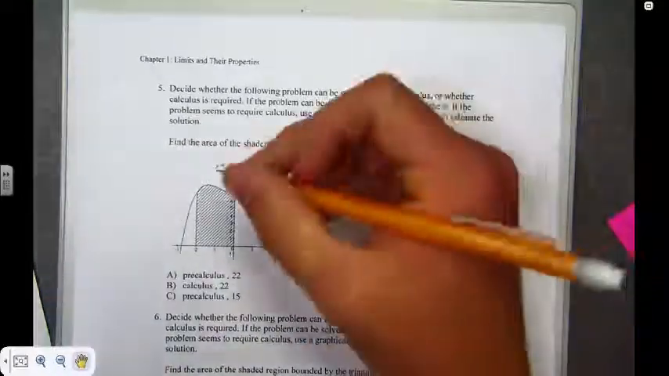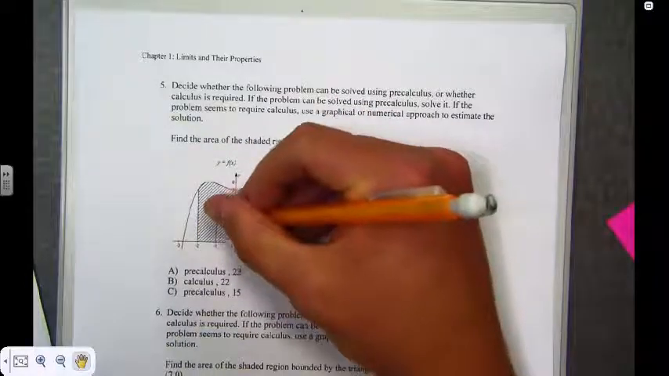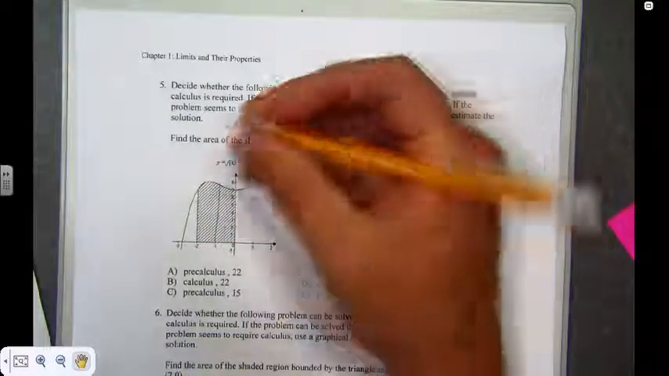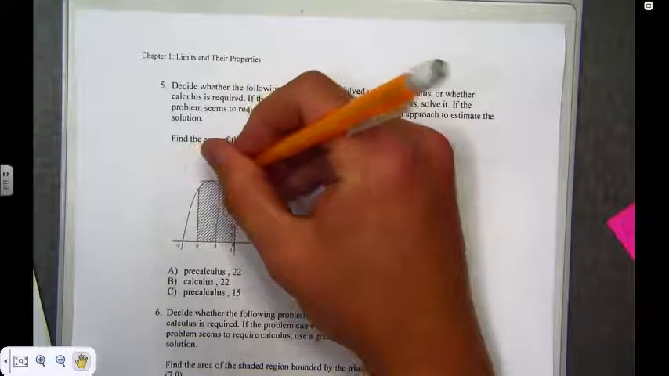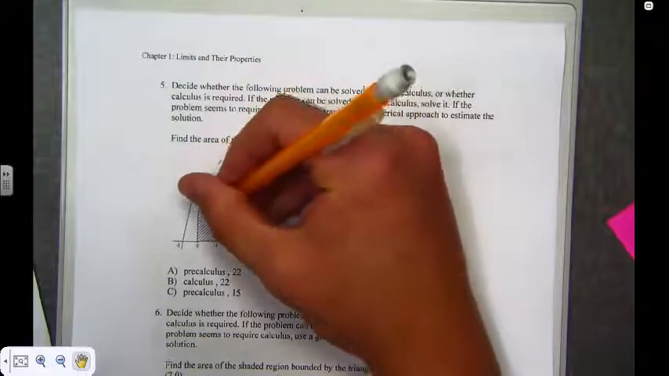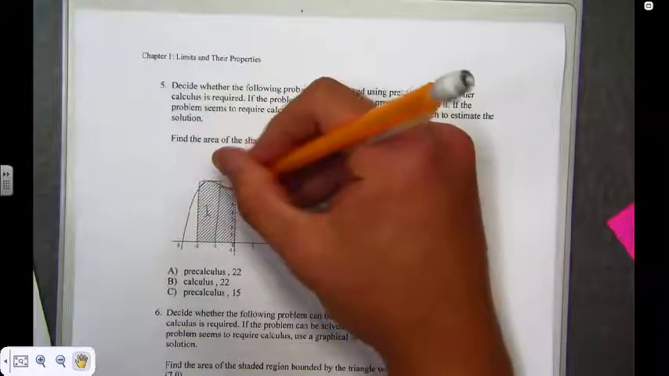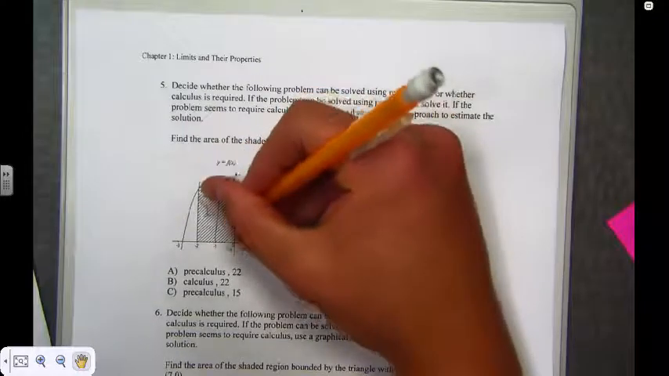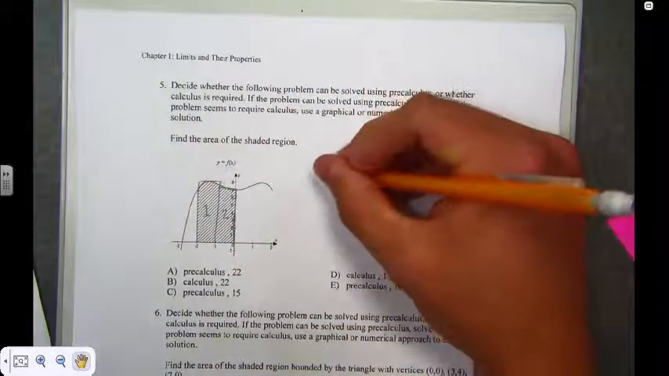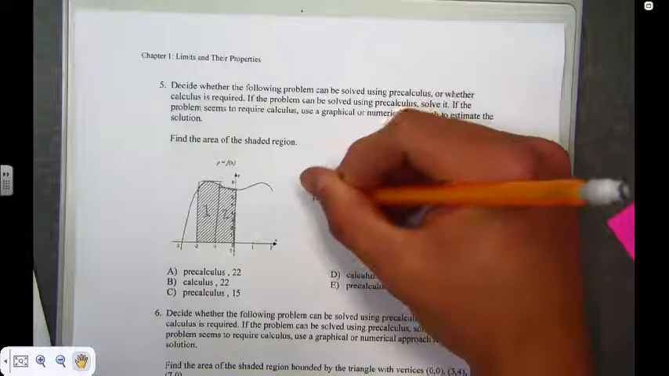Okay, now we have number 5. And what I did for number 5 is I split this area. We need to find the area of the shaded region. I split this area into 2 rectangles. I'll call this rectangle 1 and rectangle 2. Rec 1, rec 2.